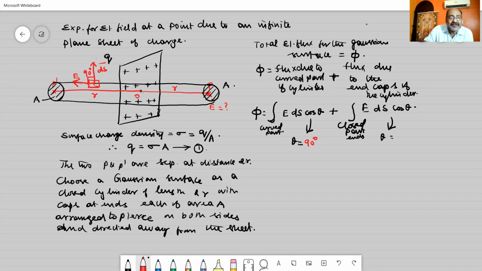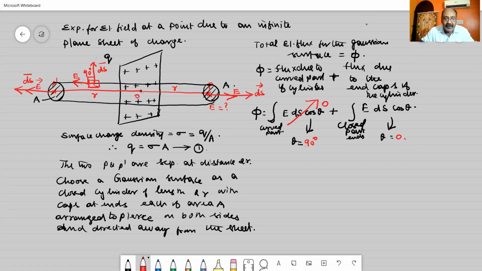Whereas at the end caps, the normal drawn will be in this direction, which is the ds vector. Or at this end, the normal drawn will be in this direction, considered to be the ds vector. What is the direction of the electrical field? The electrical field due to this plane sheet of charge will also act away from the charge. So the electrical field is also acting along the same direction. So theta equals 0. When theta equals 90, the flux due to the curved part is equal to 0.